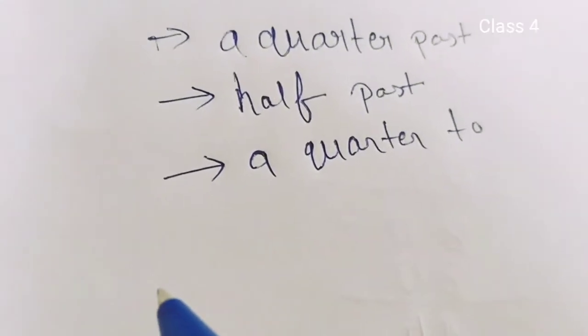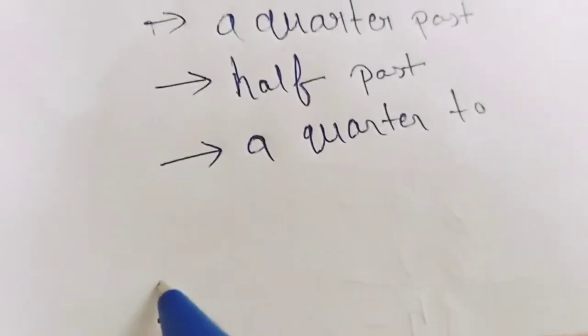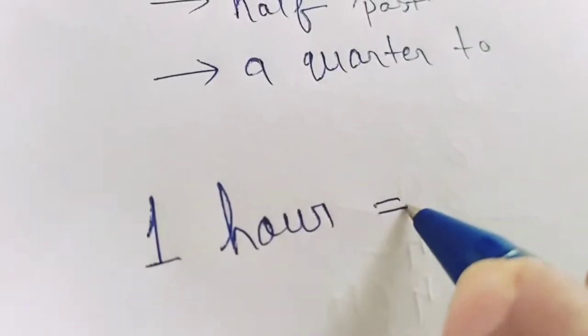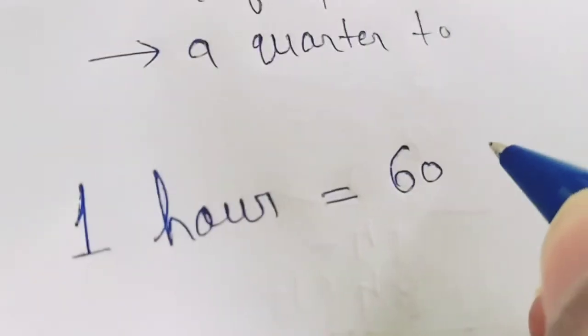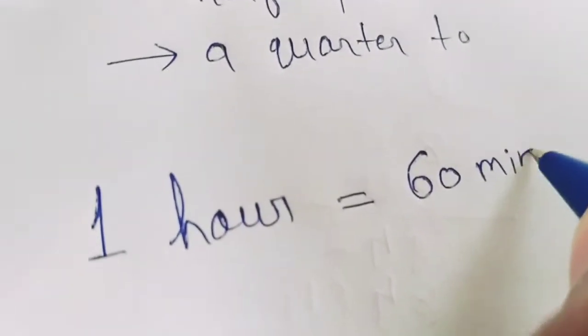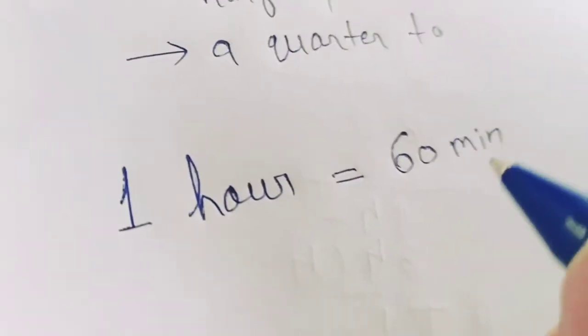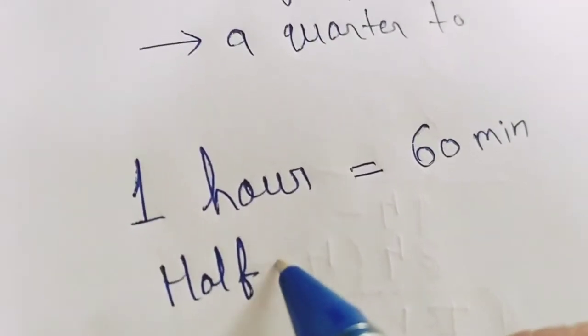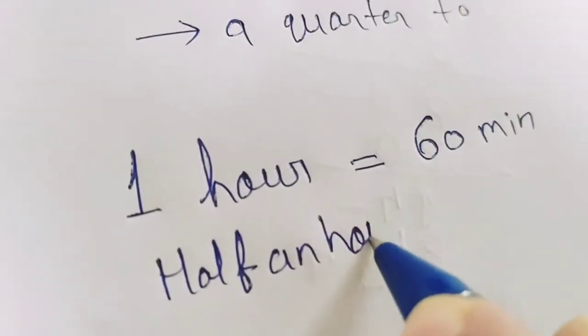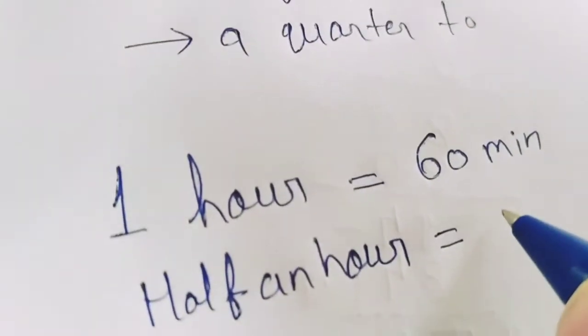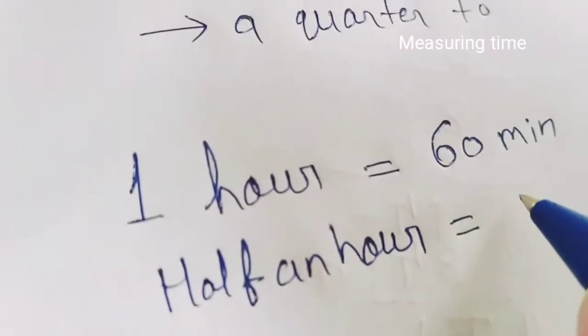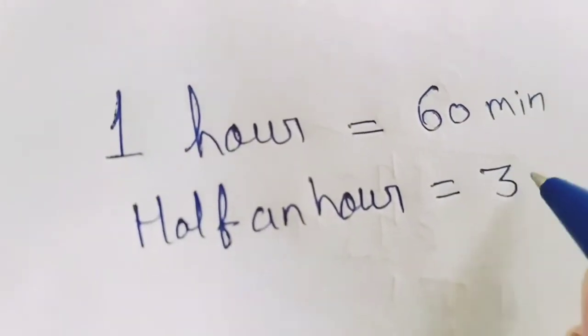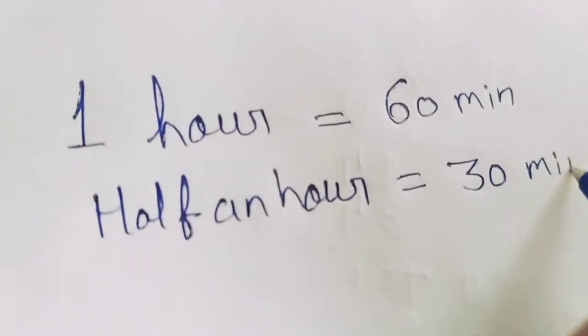First of all, students, you have to know that 1 hour is equal to 60 minutes. Means half an hour is equal to half of 60, that is 30 minutes.